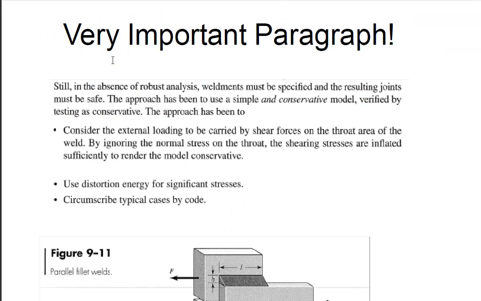I say this is a very important paragraph in your textbook, so let's read it. It says, still, in the absence of robust analysis, weldments must be specified and the resulting joints must be safe. So what that says is we're going to use welds, and we have to design them and specify their sizes so that they are safe. The approach that's generally used is a simple approach that is conservative, that has been verified to be conservative by testing. And the approach is to consider the external loading to be carried by shear forces only.